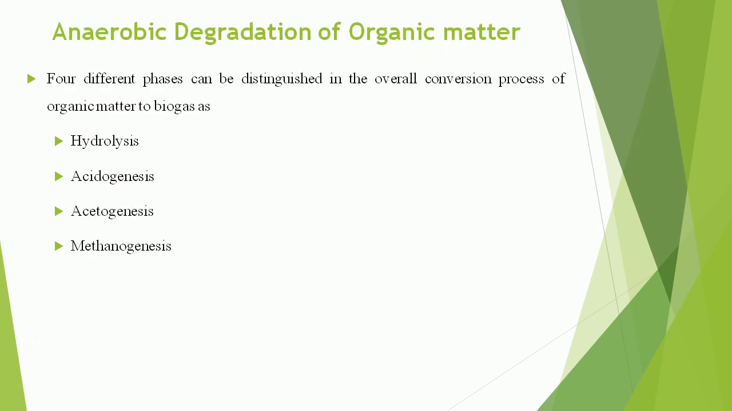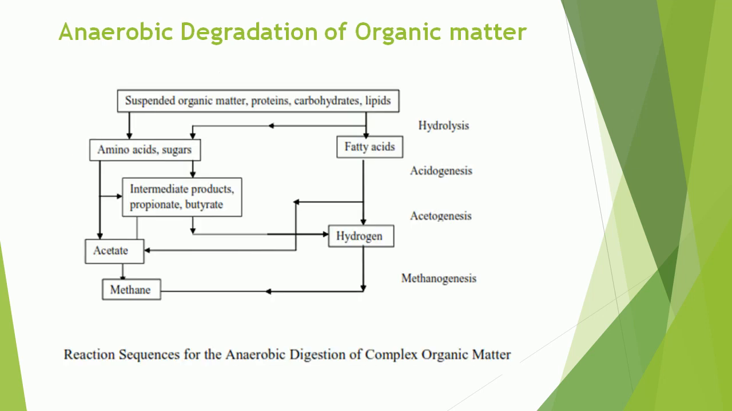Let's understand the anaerobic degradation of organic matter now. Four phases can be distinguished in the overall conversion process of organic matter to biogas: hydrolysis, acidogenesis, acetogenesis, methanogenesis. So, this is the reaction sequence that happens in any anaerobic degradation. The suspended organic matter such as carbohydrates, proteins and lipids get hydrolyzed, broken down to simpler compounds such as amino acids and fatty acids.